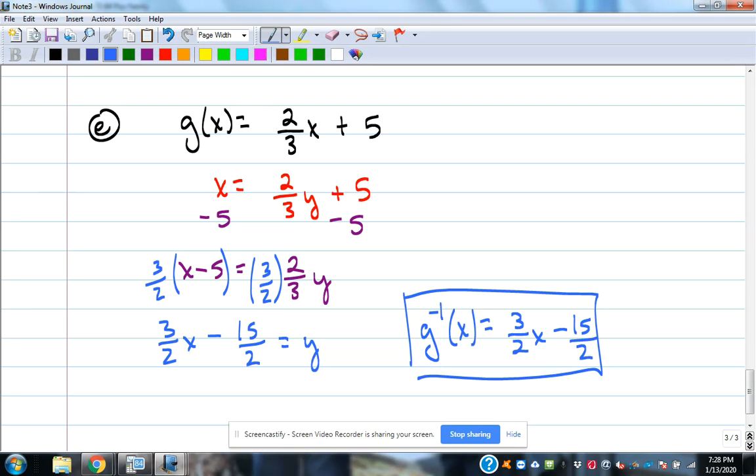Okay. So easy when it's a linear function to start with. That's not too difficult. Let's get a little bit more difficult.